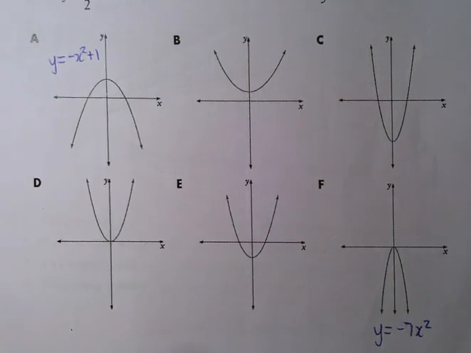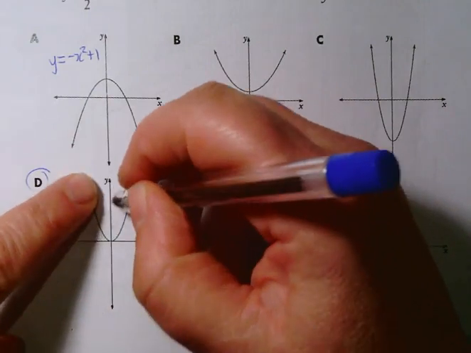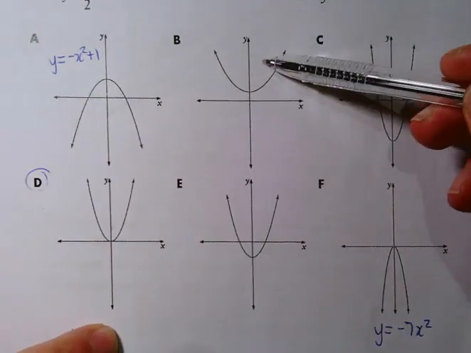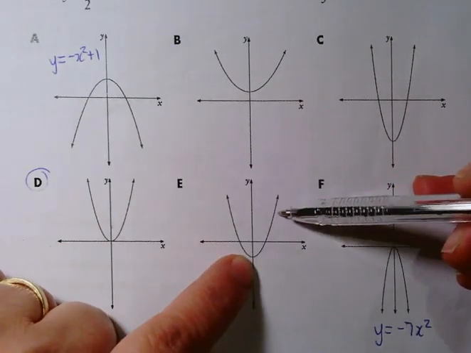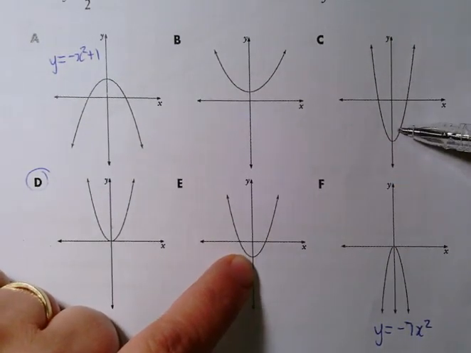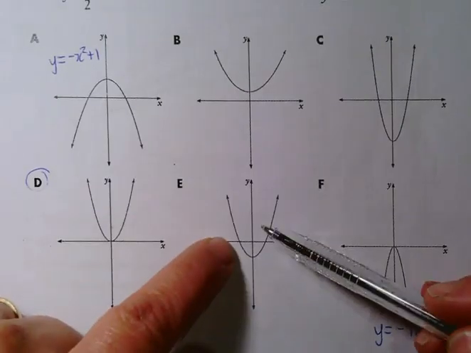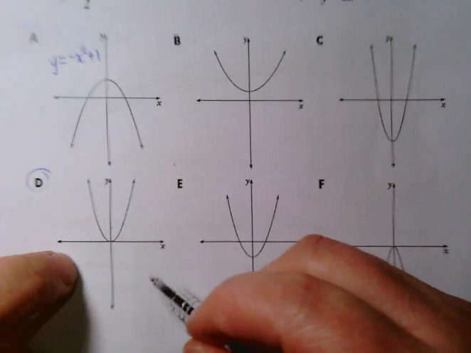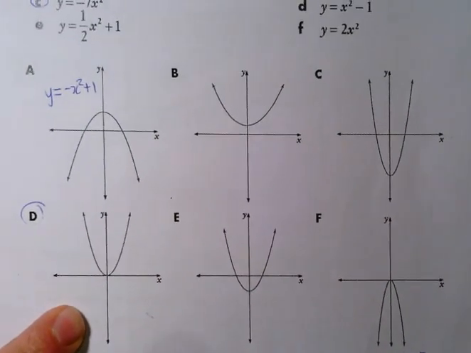So now we can see graph D is just concave up and it's not shifted up or down, whereas this one's shifted up and it's wider. This has been shifted down, and this one's been shifted down a lot more than this one, and this does look steeper than this one. So why don't you try D next? That would be a good one to do, because it hasn't been shifted up or down.